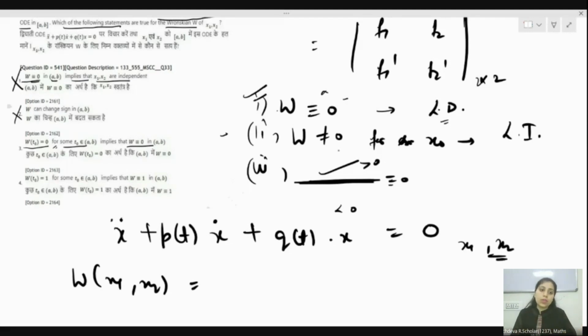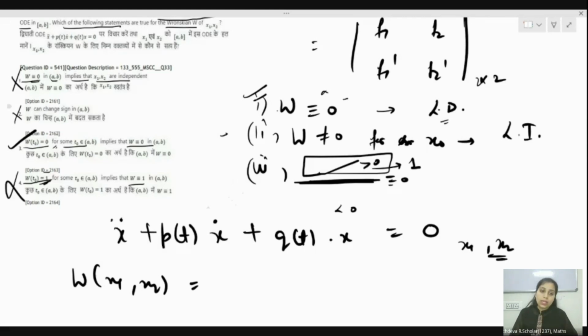So if it is 0 for some, then it will be identically 0. The fourth option says if the Wronskian is 1 for some t naught, then the Wronskian is identically 1. Now think about this. It is saying if the Wronskian value is 1, now it can be 2, 3, 10, 20, we have no problem because the Wronskian will be greater than 0. But it is not compulsory that it will remain totally the same. So the fourth option is also incorrect.